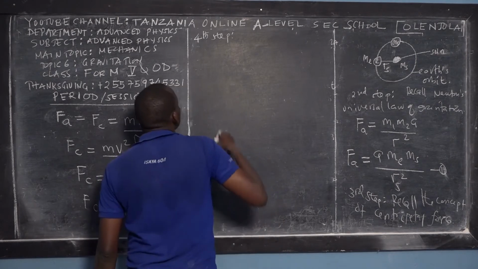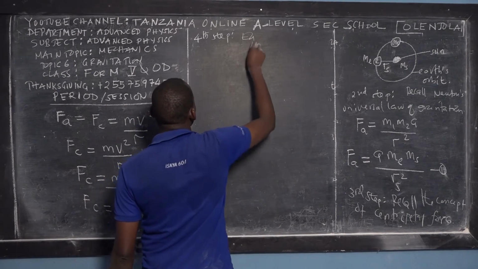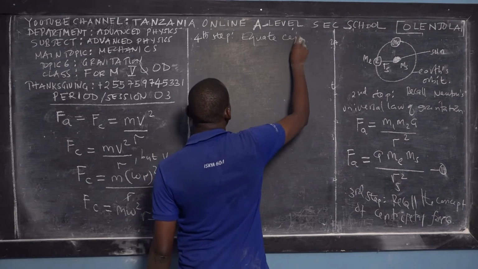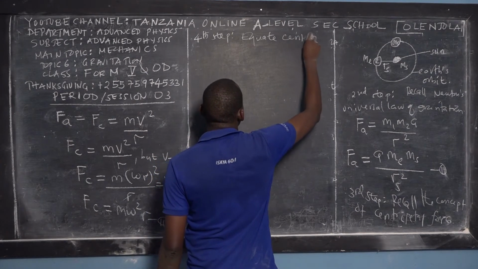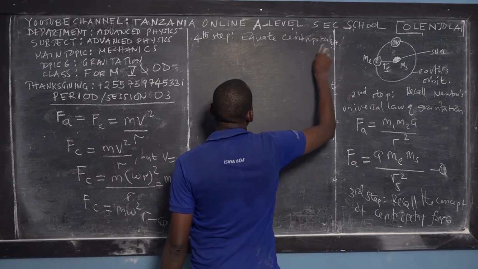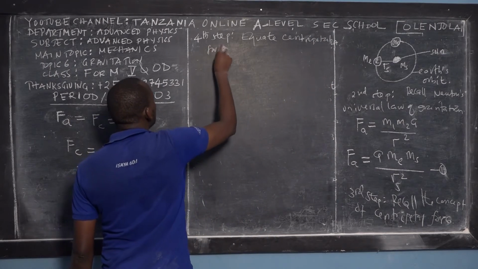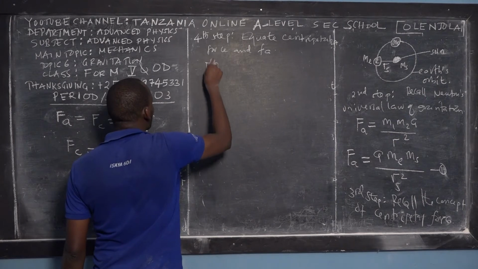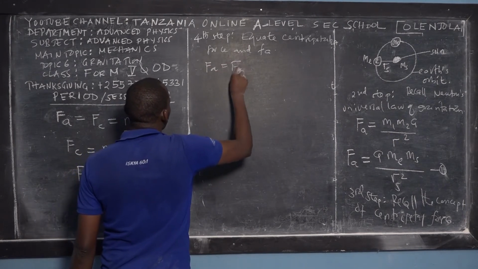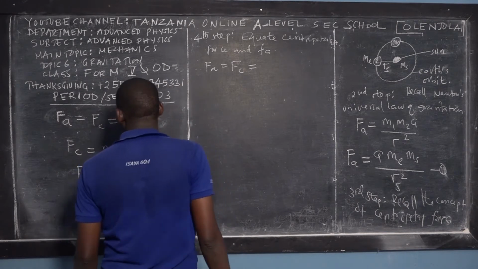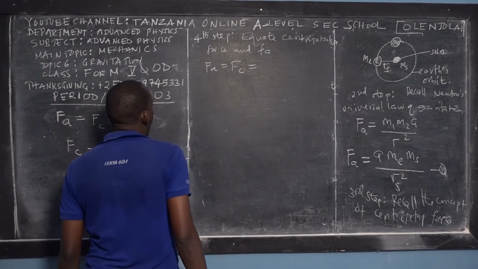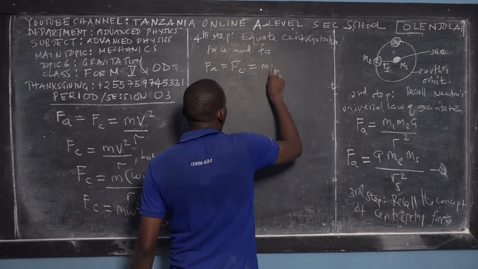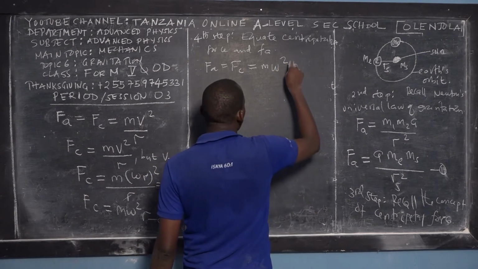The first step, we say that we equate the centripetal force and the force of attraction. So they are equal. We say that the force of attraction is equal to the centripetal force, and this is equal to what? We found it there: mass times omega square r.